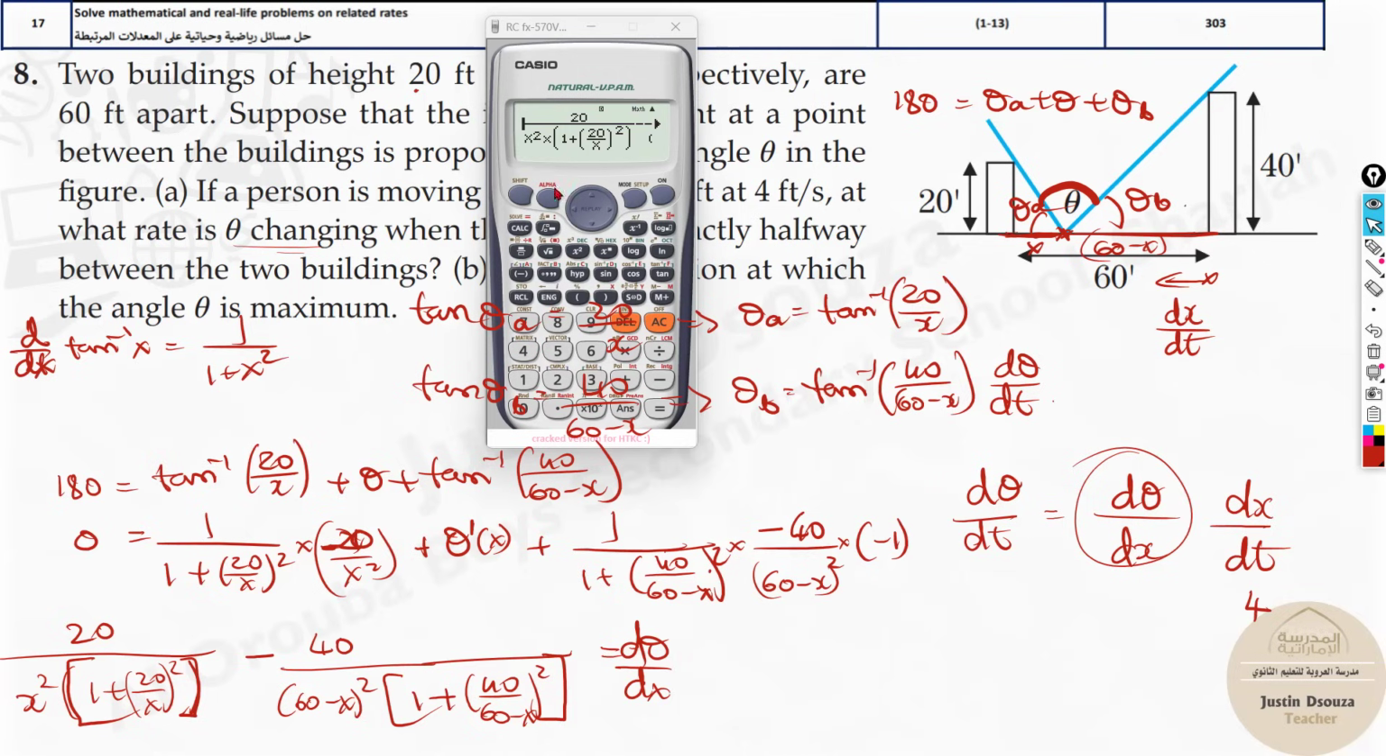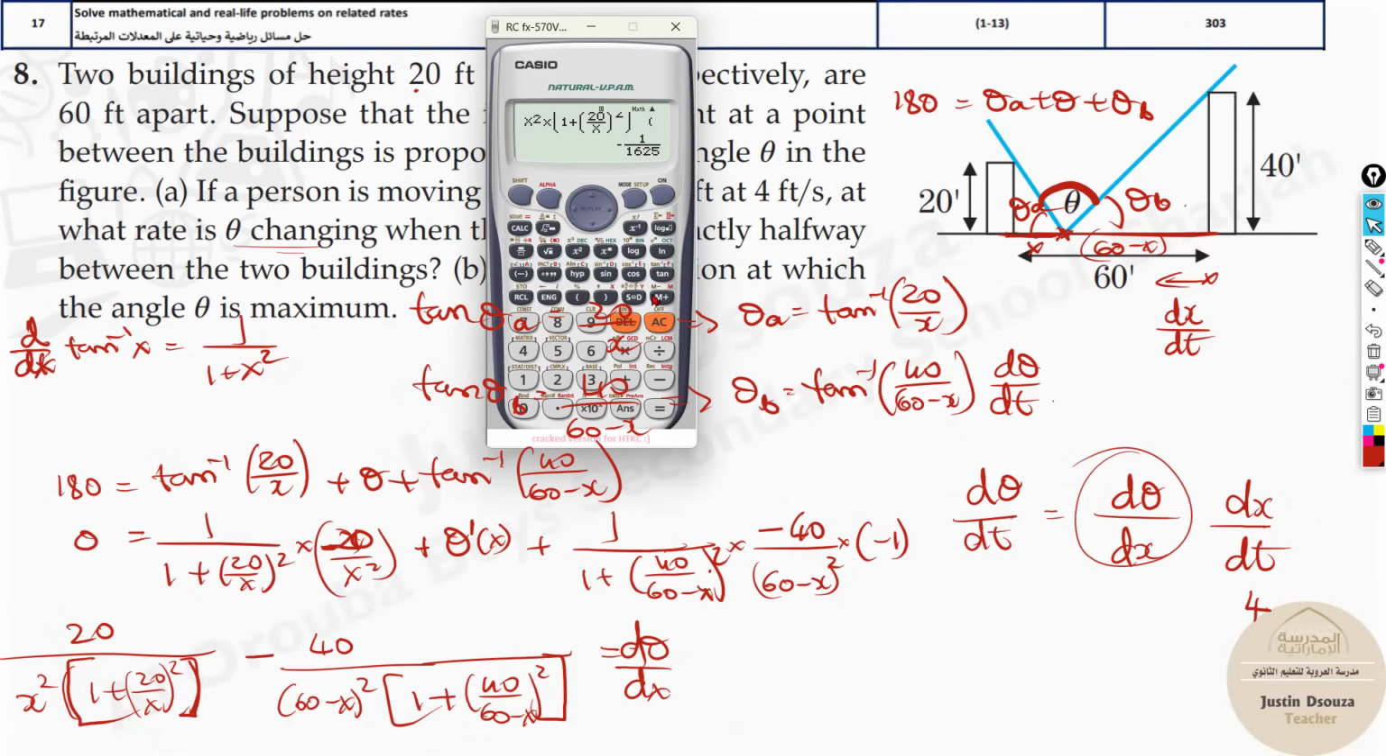Now I've typed this entire equation in terms of x itself, that's fine. 20 divided by x squared times 1 plus 20 by x the whole square, then minus, here it's 40 divided by 60 minus x the whole square, bracket 1 plus, again bracket because this must be squared, right? 40 by 60 minus x the whole square, and then close the bracket. Please use the brackets appropriately, otherwise you may not get the correct answer. Now we will press calc and we will just solve it at 30.